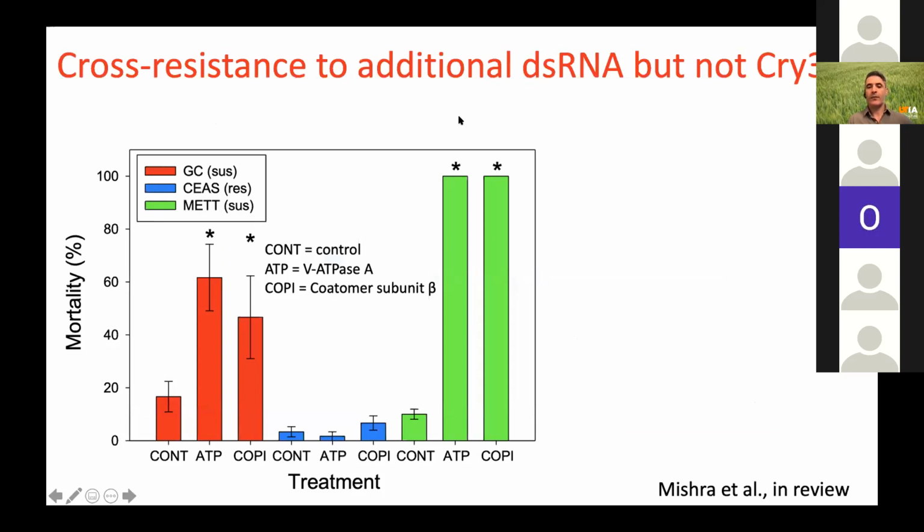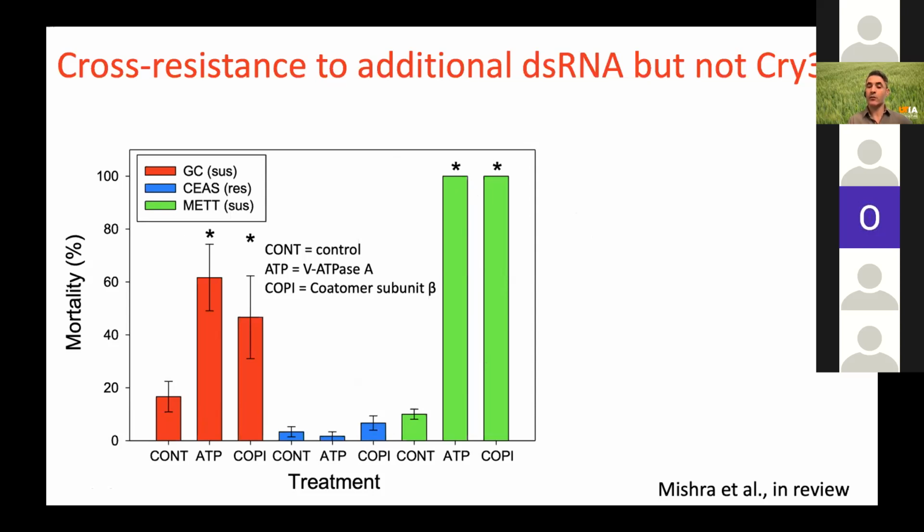One thing that we looked at was cross-resistance to additional double-stranded RNAs. For this, we used double-stranded RNA targeting the coatomer subunit beta gene. As you can see here, the resistant strain shown in blue has no susceptibility to either the VATPase target or the coatomer subunit beta target, compared to the parental susceptible strain or another susceptible strain called the MET strain that was provided by Andre Aloykin.